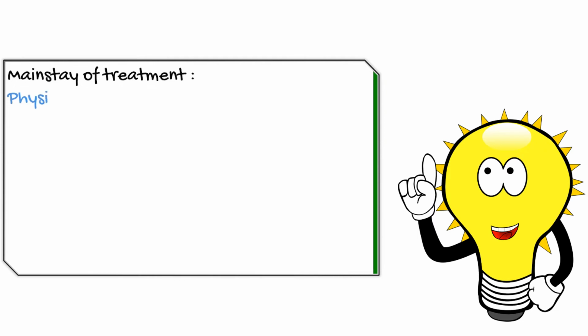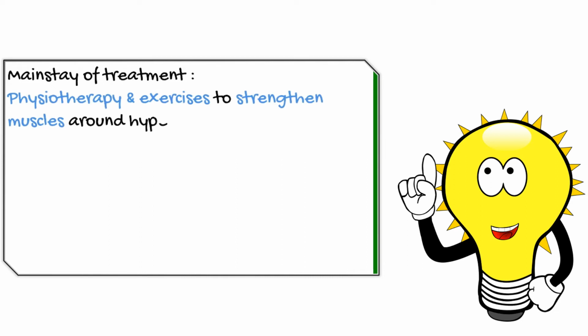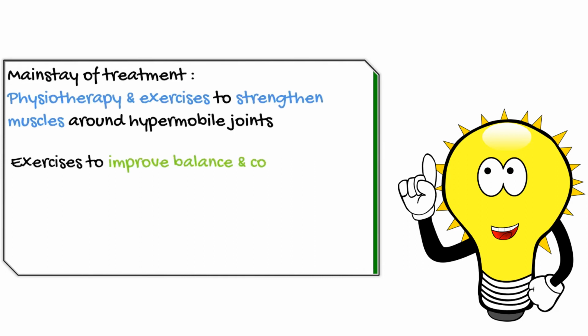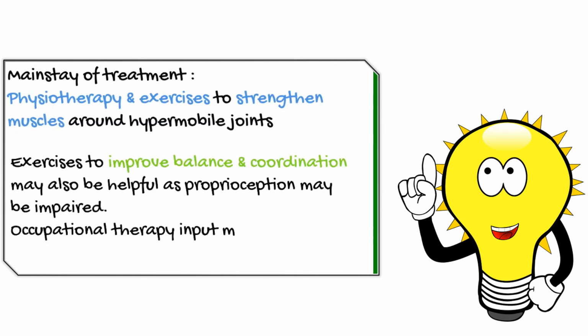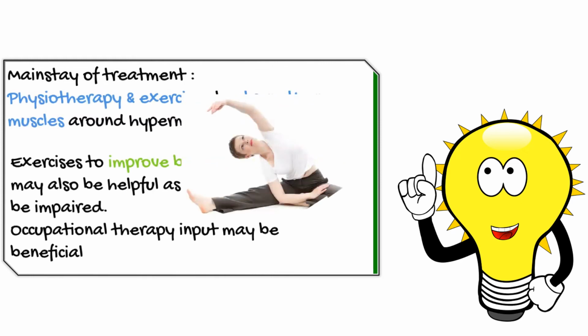The mainstay of treatment is always physiotherapy and exercise to strengthen the muscle around the hypermobile joints. Exercise to improve the balance and coordination may also be helpful as proprioception may be impaired. Occupational therapy input may be beneficial to the patient. So we suggest to advocate the patient for exercise.